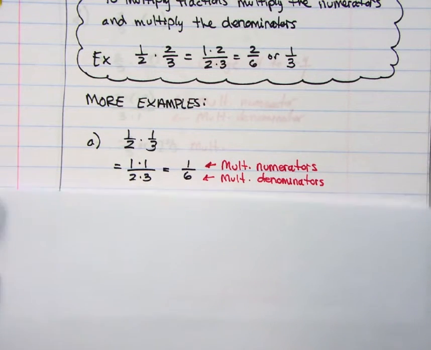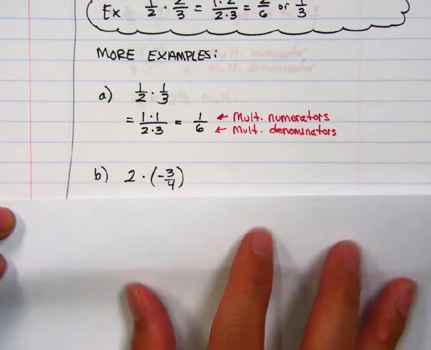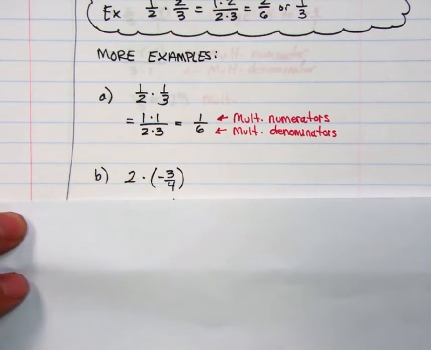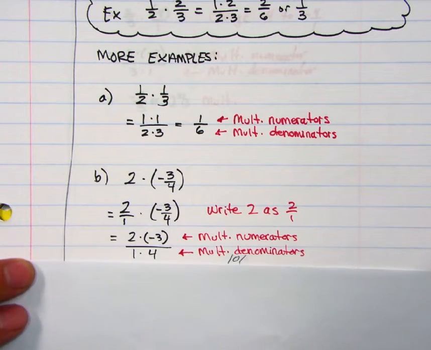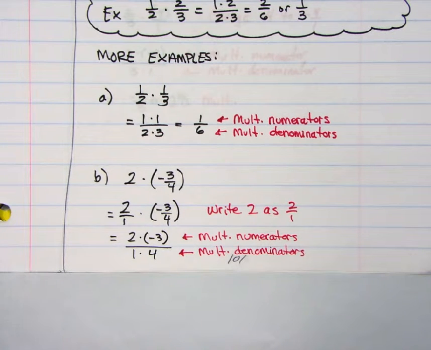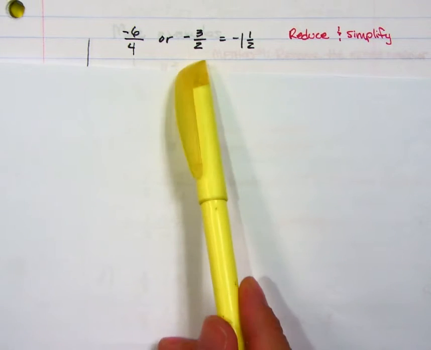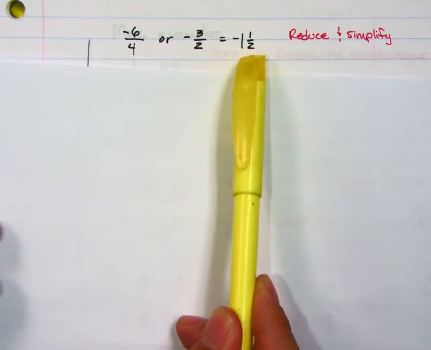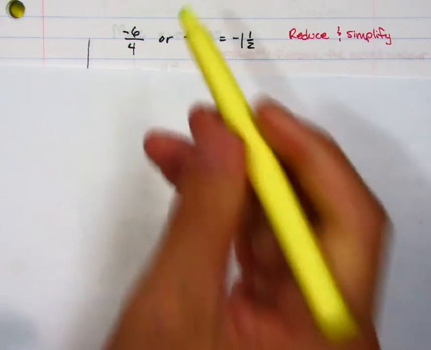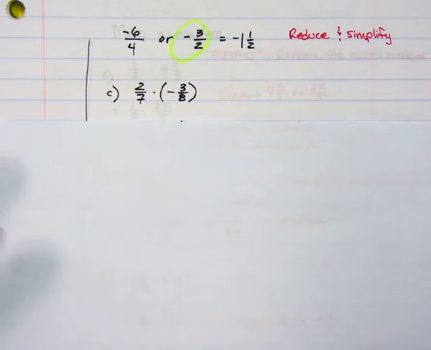Let's take a look at another example. How about this one? One's not a fraction as it is. Well, first thing I want to do is convert 2 into a fraction. That's pretty easy. Just write it as 2 over 1. And then the same thing applies. Multiply the numerators and the denominators separately. If I do that, that's what I get, -6/4, which is -3/2, which can also be written as -1.5. I'm okay with you just leaving it as an improper fraction, but know how to change it to a mixed number if necessary.